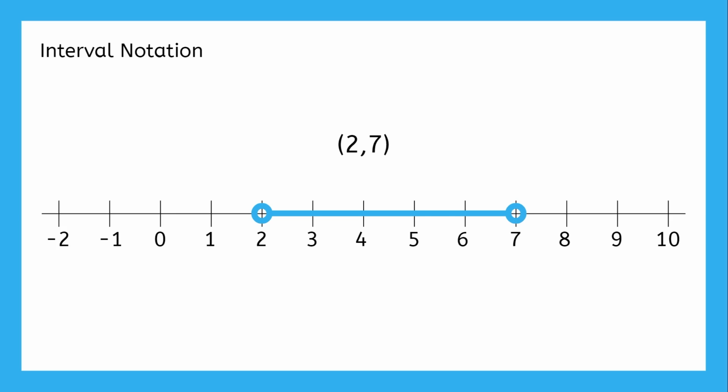We could also change the parentheses to square brackets, like this. This is still between 2 and 7, but the brackets mean that those numbers are included, like an or equal to inequality. We could even mix and match. This one here says between 2 and 7, including 2. And this one means between 2 and 7, including 7.